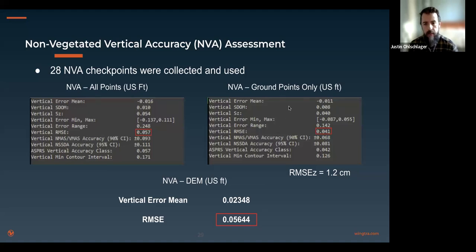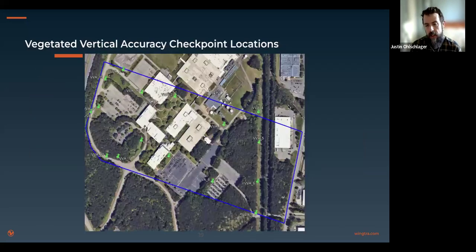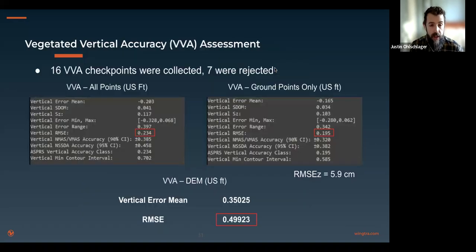And then next slide, please. And then looking at vegetated shots across the area, we found a root mean square error of about 5.9 centimeters across the area.